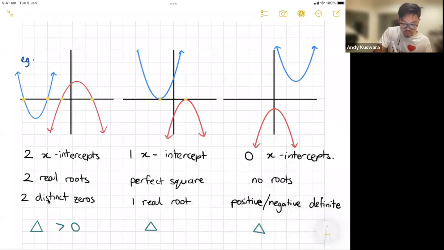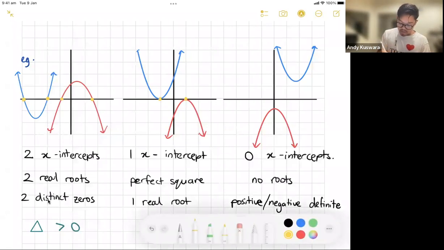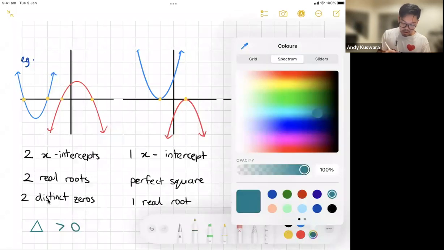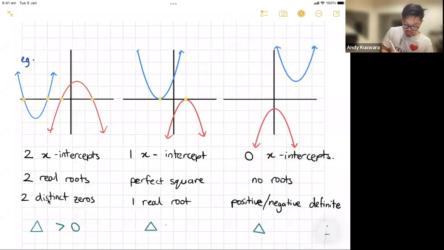Now, can you see how for both of these parabolas, there's only one x-intercept? Okay, it only touches once. So this is what we call one x-intercept, or sometimes we call it a perfect square, which we kind of saw before. And sometimes we'll call it one real root or one distinct zero, all those kinds of things. If that's the case, then what we really have is our discriminant equaling 0.